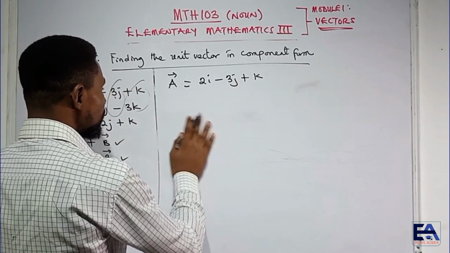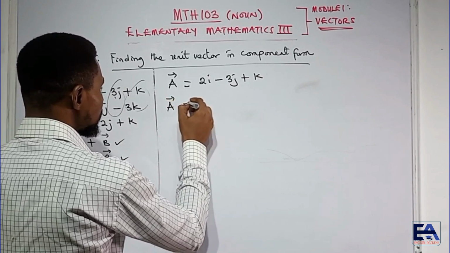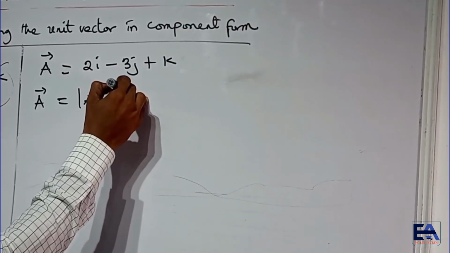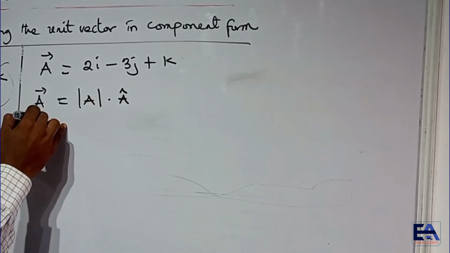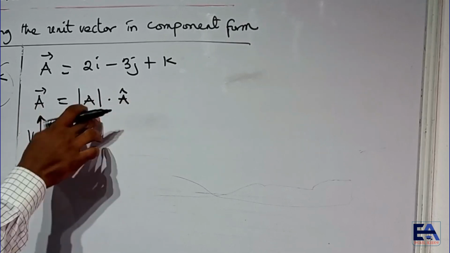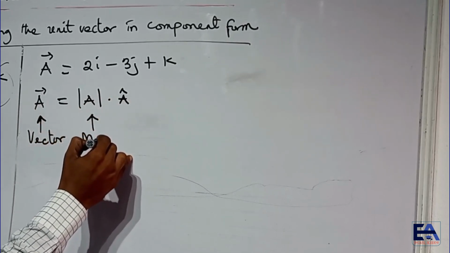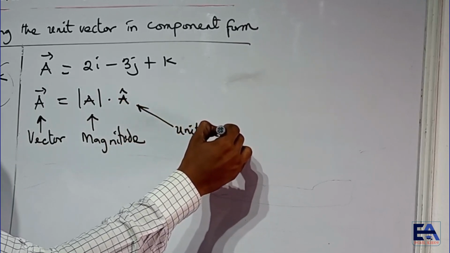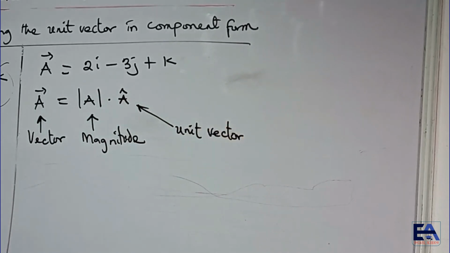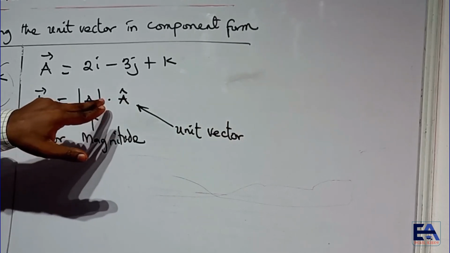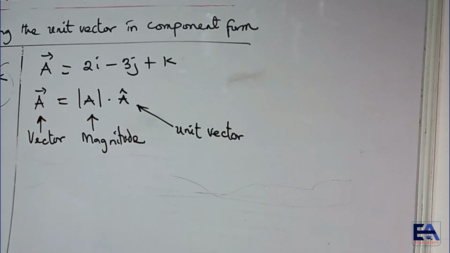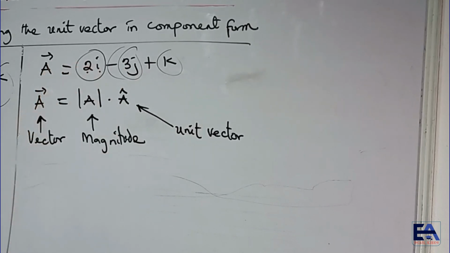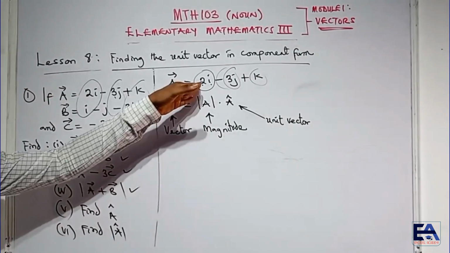Now remember that every vector is a product of the magnitude of that vector and its unit vector. Remember that a unit vector is also a vector, but in its own case, it's a vector whose magnitude is 1. So every vector is a product of its magnitude and its unit vector. This is the magnitude, the size of the vector, and then this is the unit vector.